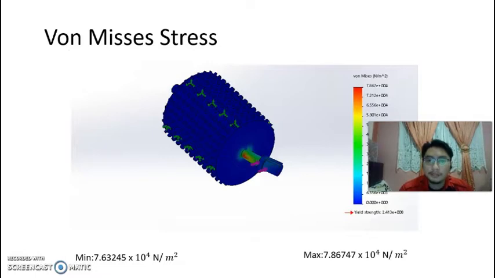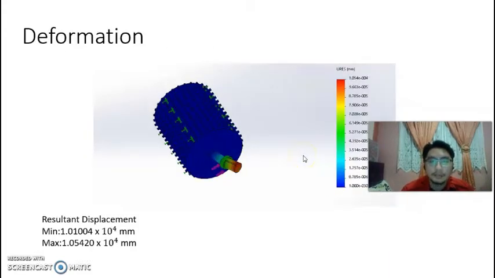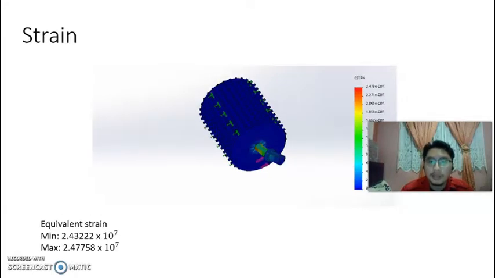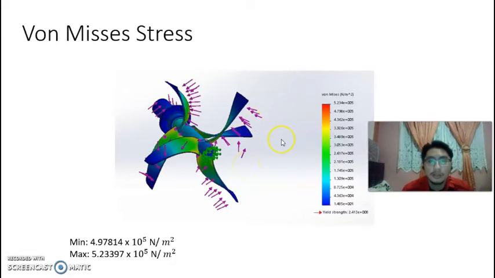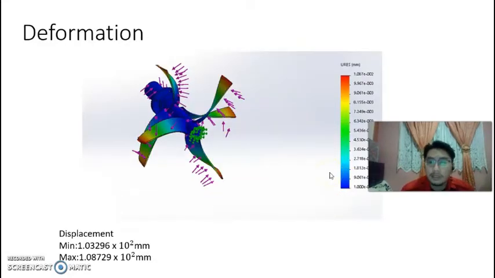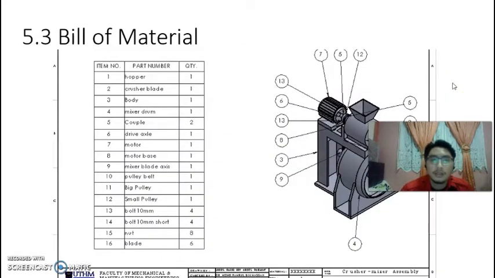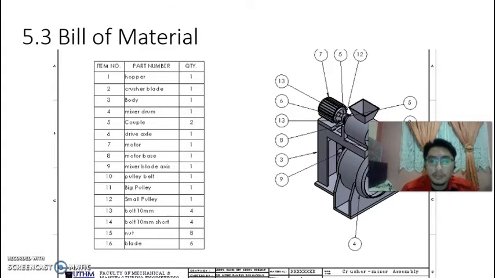This one is the stress diagram. The force exerted is here on this part. This one is the displacement, the strain, and this one is the mixer blade with axis. The material I used is also cast alloy steel. There are 6 blades altogether. This one is the stress diagram. This one is the displacement. This one is the strain. And we move to the bill of materials, shown right here.